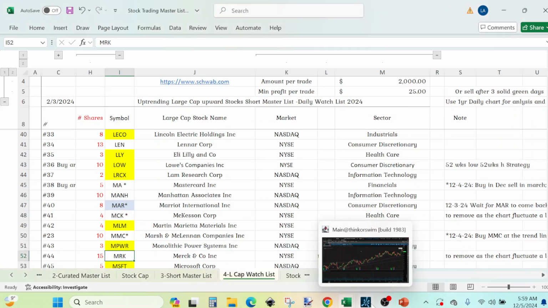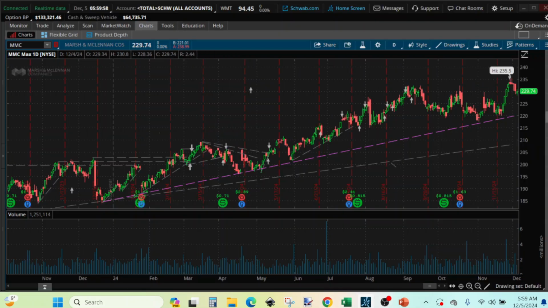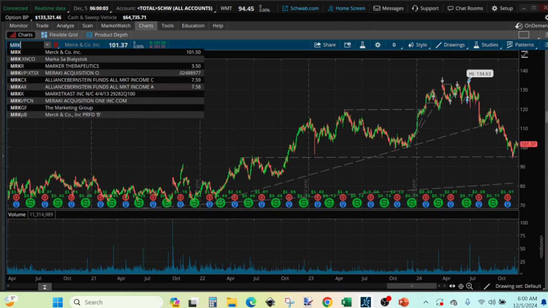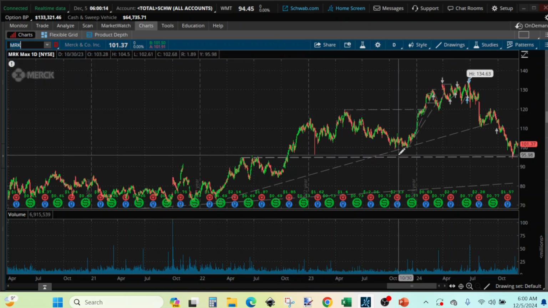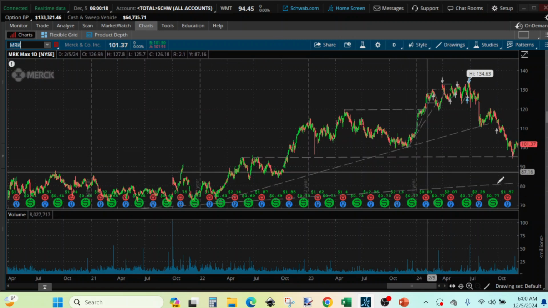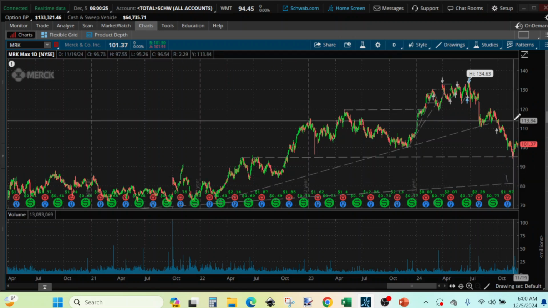So now MRK is one that I want to take off. I don't really think, but why not? MRK. It does have those big gaps, and that's the thing that I'm talking about. Some of the stocks that have those big gaps can give you quite a bit of profit if you buy at the right spot. But if you buy at the wrong spot, you might have to wait a while.